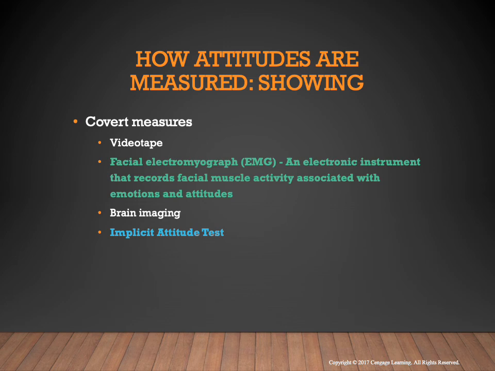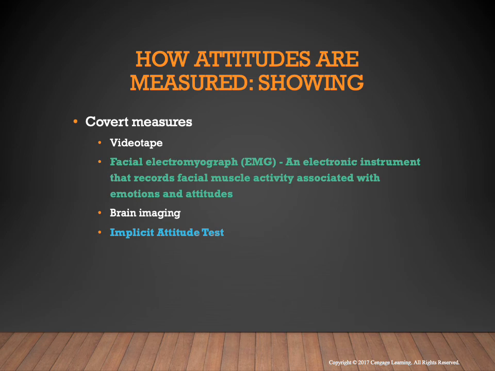Additionally, we can do the same with brain imaging. Certain areas of the brain light up when we're having certain emotional reactions and attitudinal reactions. And again, that can be good data. With both EMG and brain imaging, it would depend on the experiment. And again, these are pretty costly and complicated measures to use, but they can be worth it depending on the study.